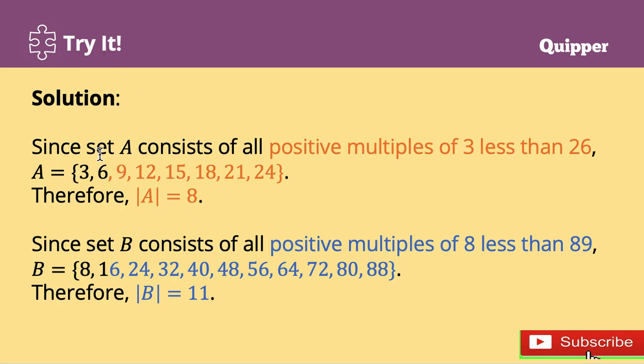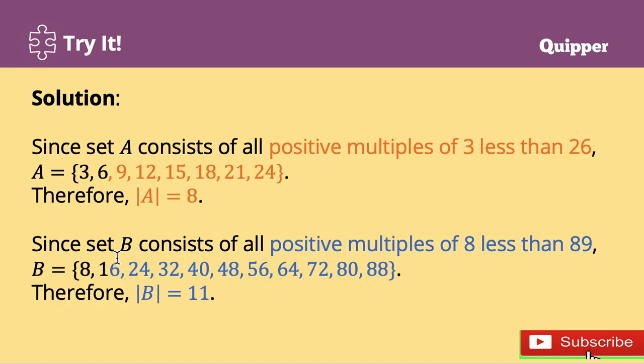Here's the solution. Since set A consists of all the positive multiples of 3 less than 26, then we have A equal to {3, 6, 9, 12, 15, 18, 21, 24}. So we'll count all the elements in this set. You have 1, 2, 3, 4, 5, 6, 7, 8. Therefore, the cardinality of set A is equal to 8. Never mind the colors here.